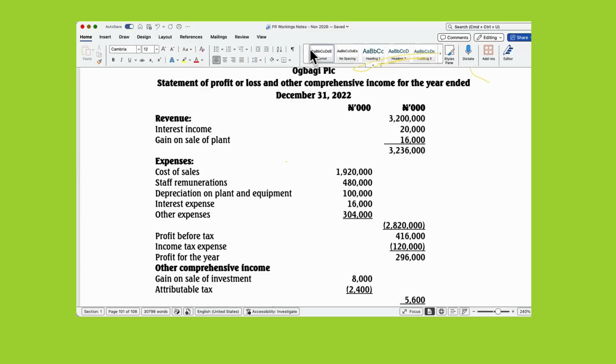I need you guys to tell me, this 480, how do I get the cash paid? Is there anybody that can help me with this? How do I get the actual cash remuneration paid? Shola, can you help?